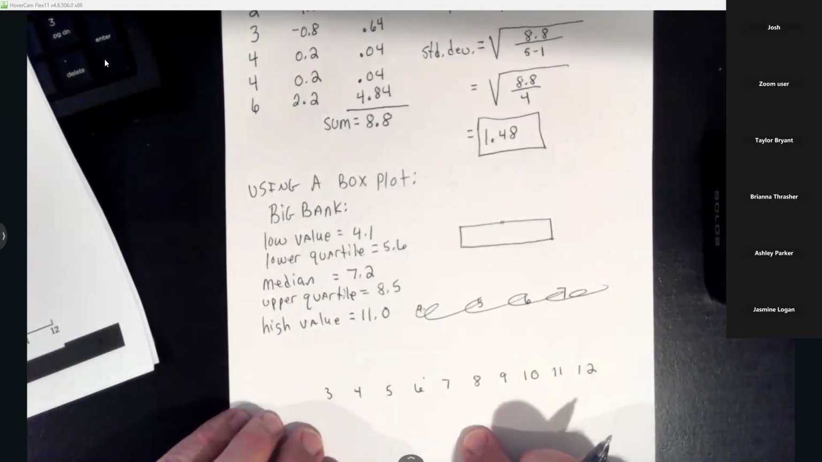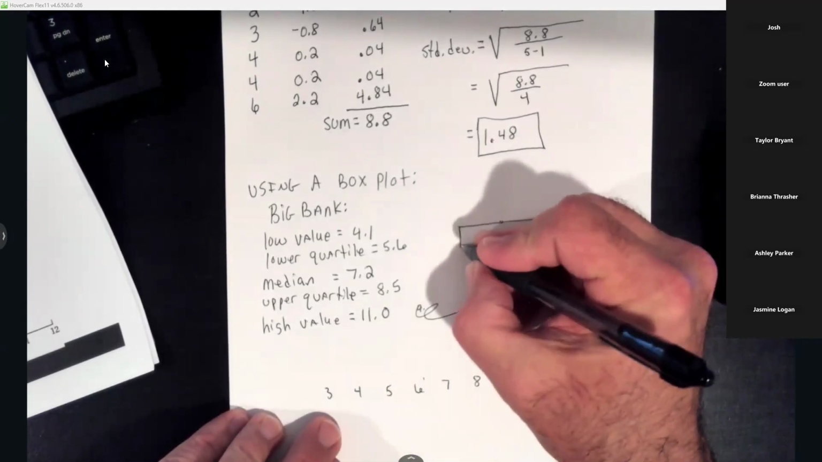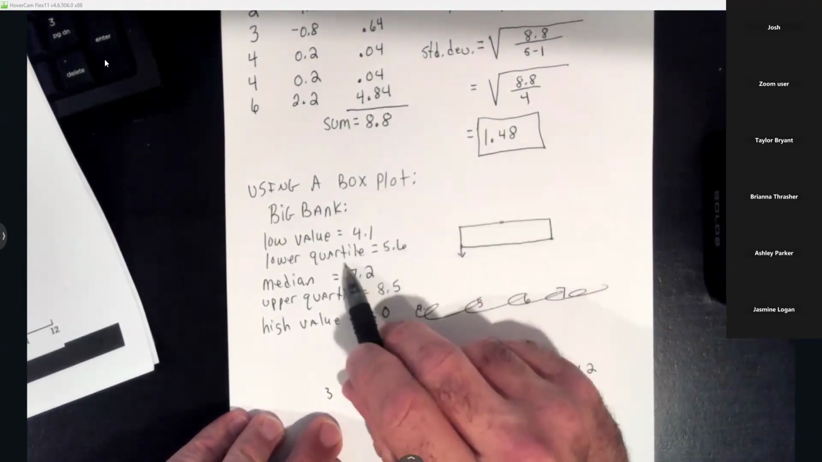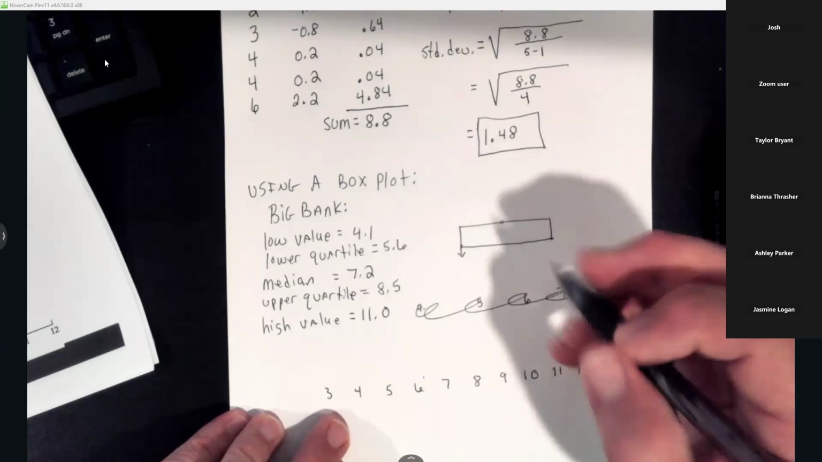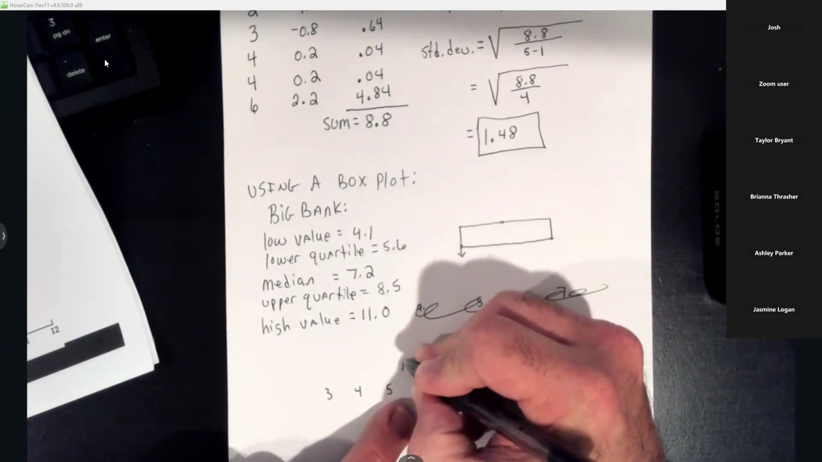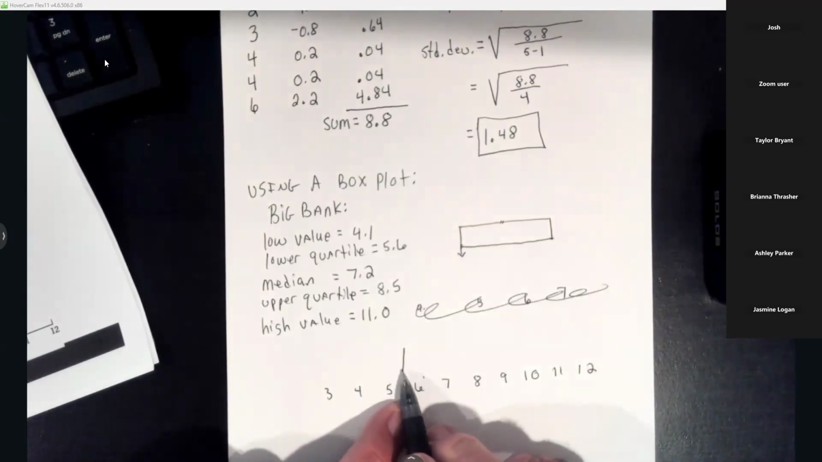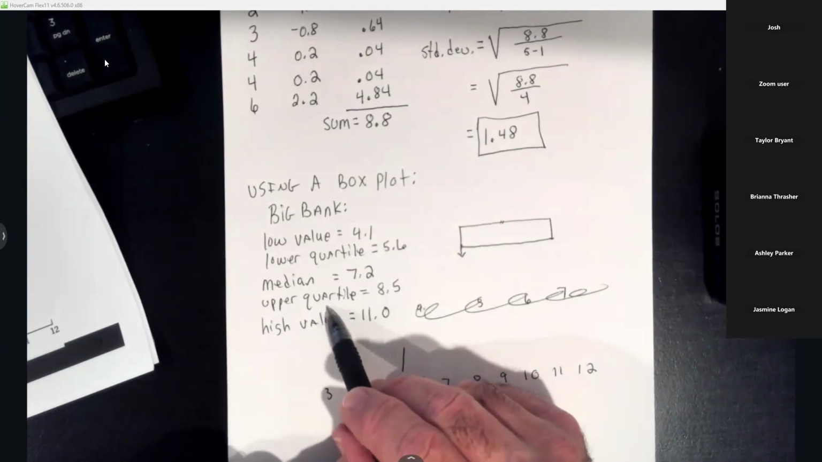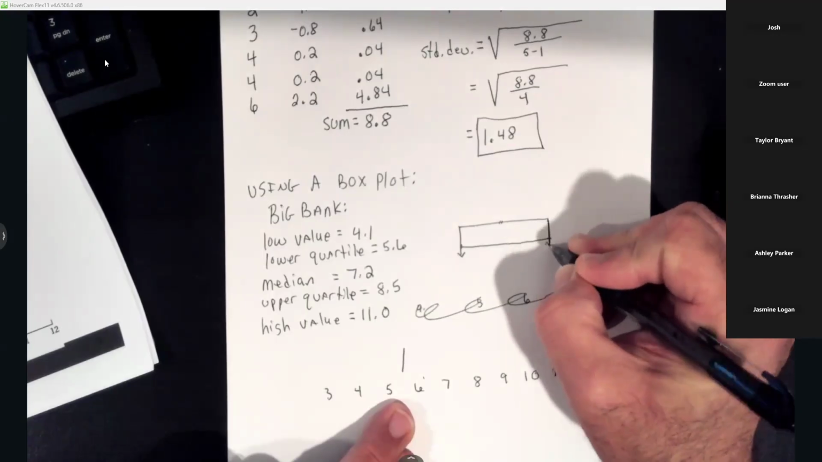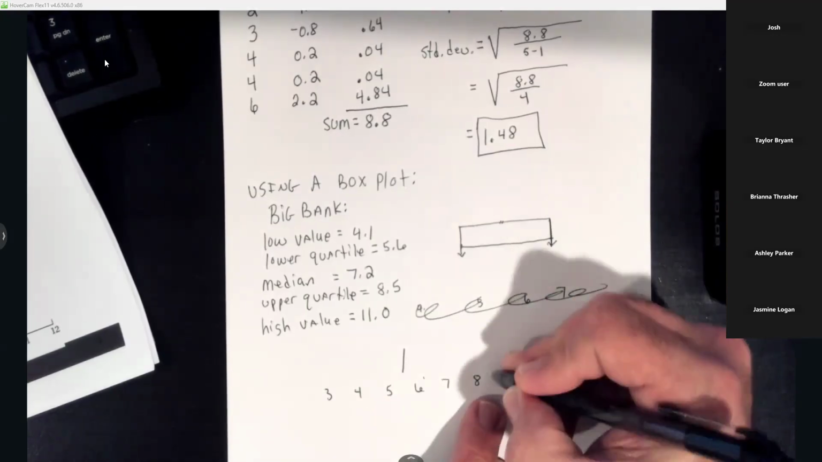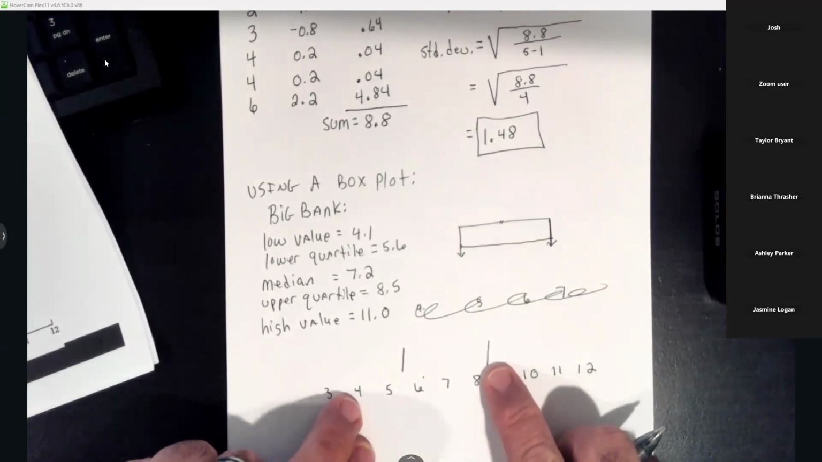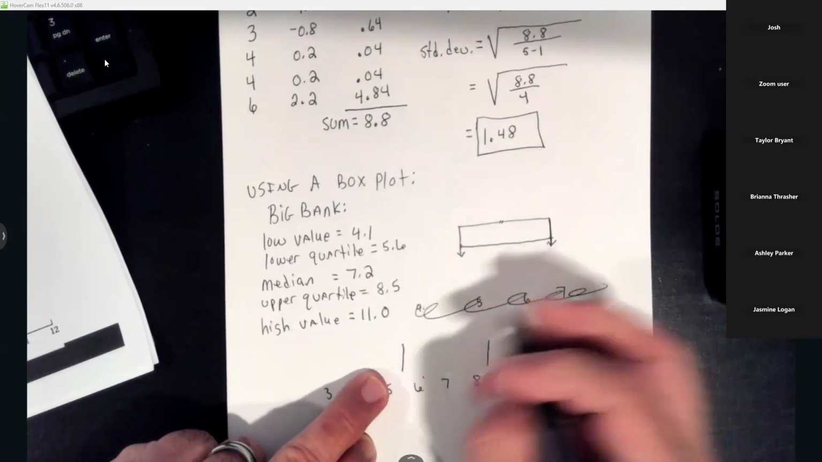All right, so right here, this left side of the box is going to represent your lower quartile, which was 5.6. So I'm going to estimate that 5.6 is right around here. All right, then I'm going to take my upper quartile, which was 8.5. That's going to be this line right here. So let me find 8.5, and this line will be my upper quartile. Now I'm going to make this into a box.